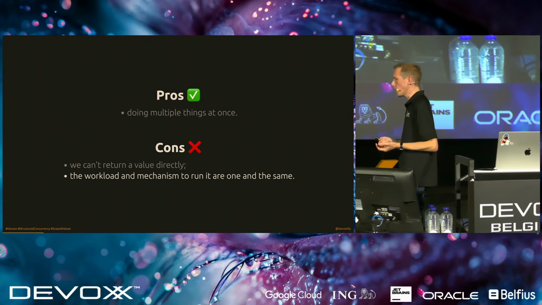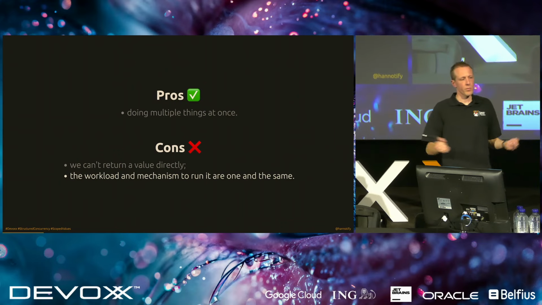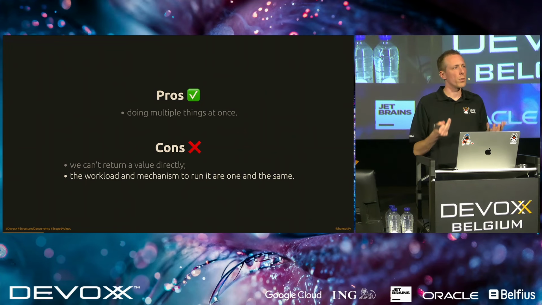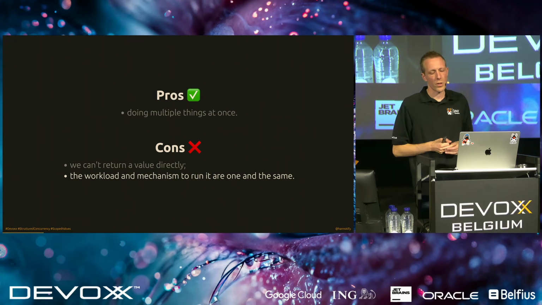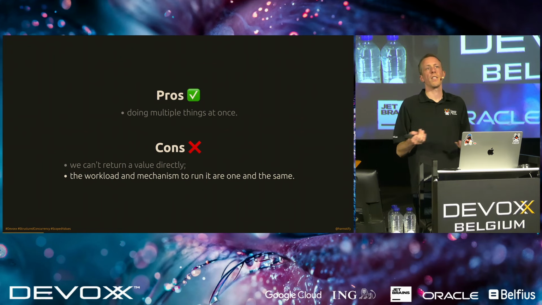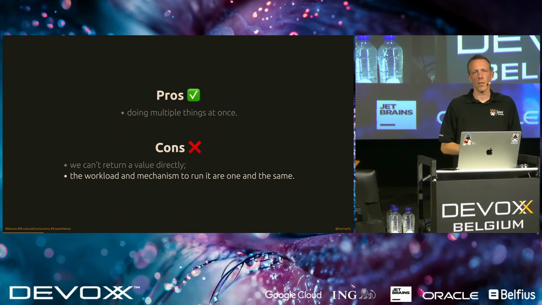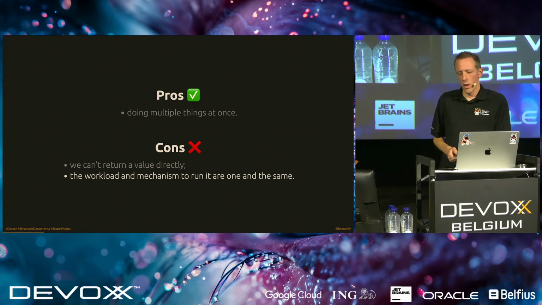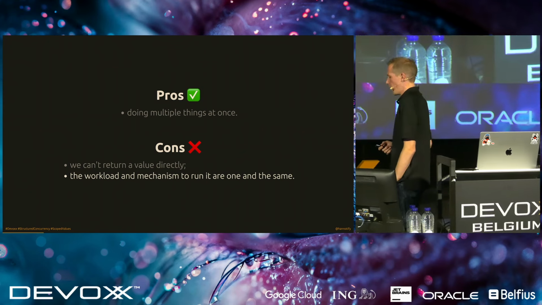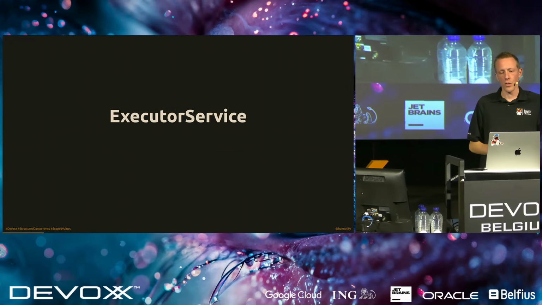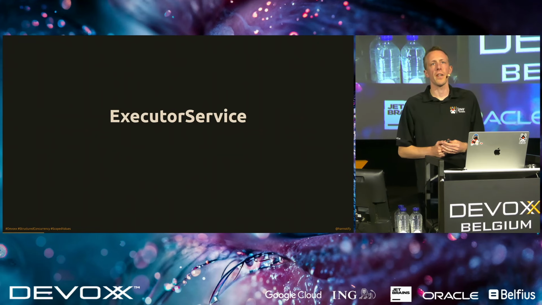We have defined a workload, which is have the waiter announce the course, and we have defined the mechanism to run it on, the thread. But they are both defined in the same construct. Or to put it differently, these two different concerns are very tightly coupled right now. The way to run it, the thread, and the actual work to be done. It's also defined in the thread via the overridden run method. And this is a drawback that has been improved upon with the introduction of the ExecutorService interface.